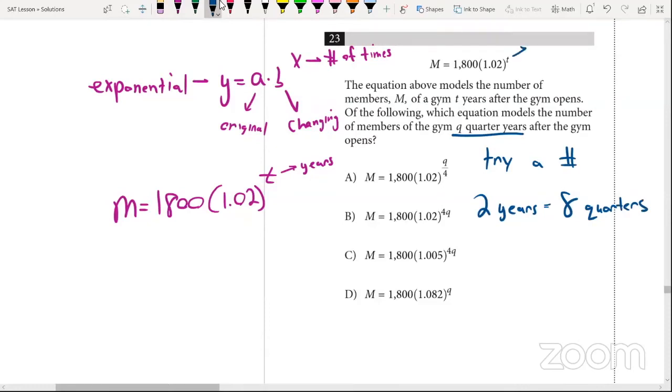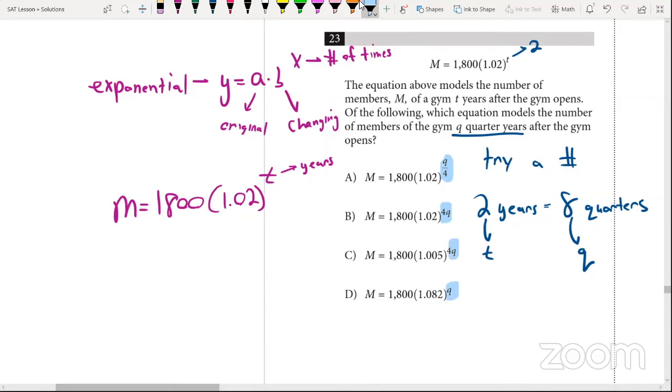So if we had a 2 right here, what that means is that this thing is going to be triggered twice. 1800 is going to rise by 2% 2 different times. Multiply by 1.02 and then multiply by 1.02 again. So in other words, that would be t is 2, because that's the number of years. So now when q is 8, it's the same period of time. We're just in a different unit. So now, which of these expressions here would cause us to have the same 2 that we need, because we're talking about the same period of time?